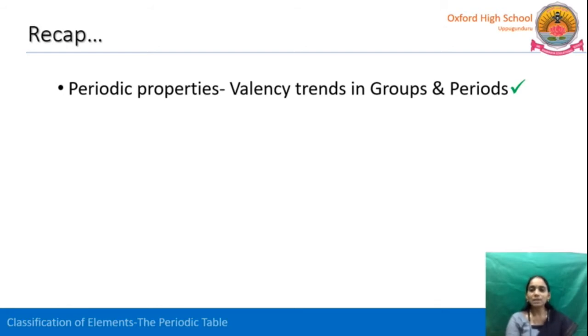Whereas considering periods from left to right, we have seen that there is an increase in valency up to 4 and again there is a decrease from 4. After 4 the valency decreases to 0. So we can conclude that the valency is the same in a group for all the elements, whereas in periods the valency increases up to 4 but after 4 it decreases to 0.